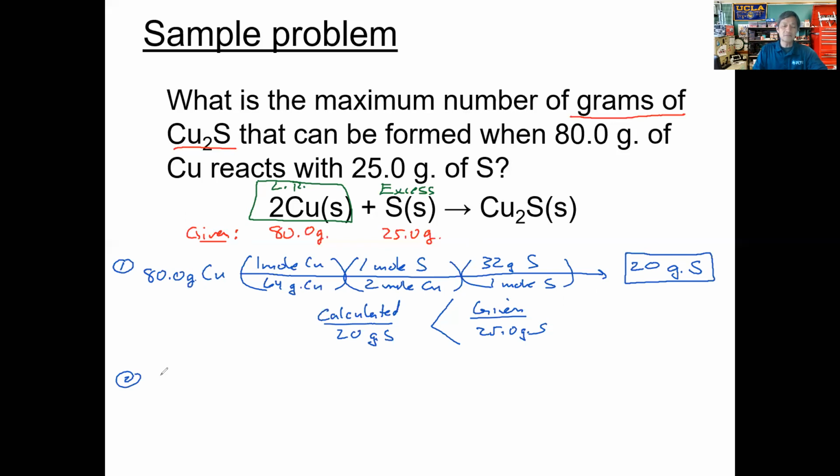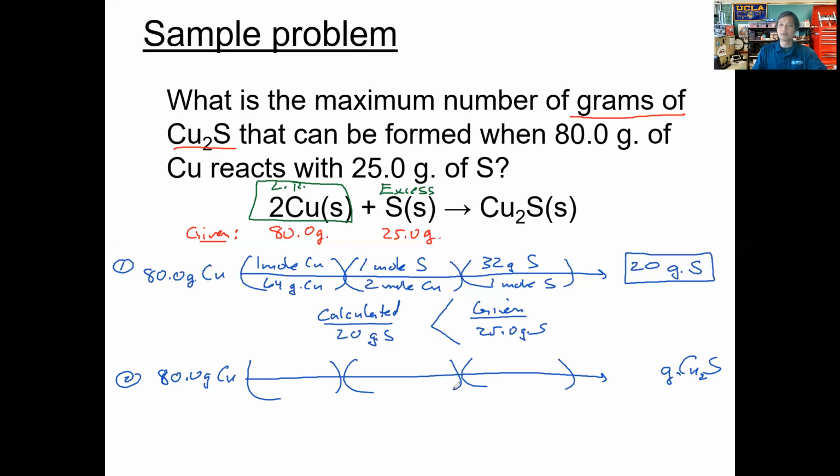Okay, so the second conversion then, again, we'll start with 80 grams of copper. Why? Because it's our limiting reagent. This time, though, we're trying to find the amount of product that will form. Okay, so look at the difference between the two calculations here. Both calculations will also involve stoichiometry. But this time we're just going to plug in different conversion factors here.